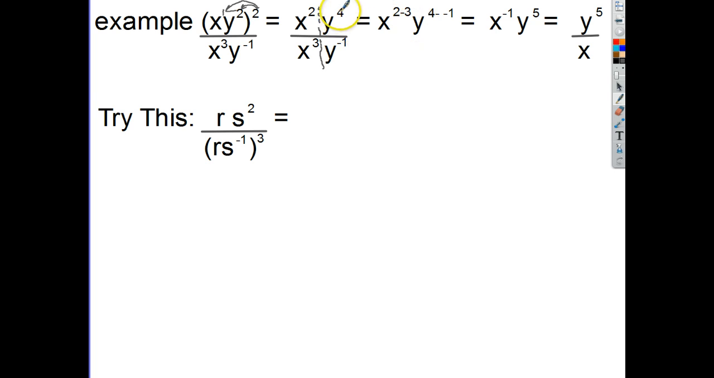And then y to the top minus bottom, y to the 4 minus a negative 1, which we know is going to be plus a positive 1. So we have x to the negative 1, y to the 4 plus 1, 5, and you can't have a negative exponent in your final answer. This is part of a fraction. The x to the 1st goes to the bottom, and then the exponent of 1 disappears. We end up with y to the 5th over x. Okay, you try this one.